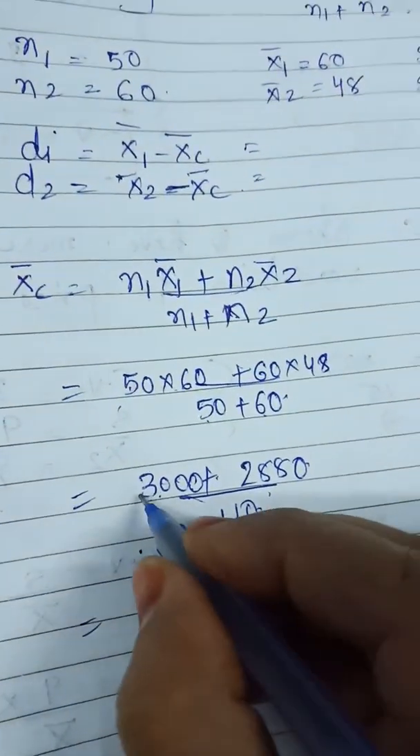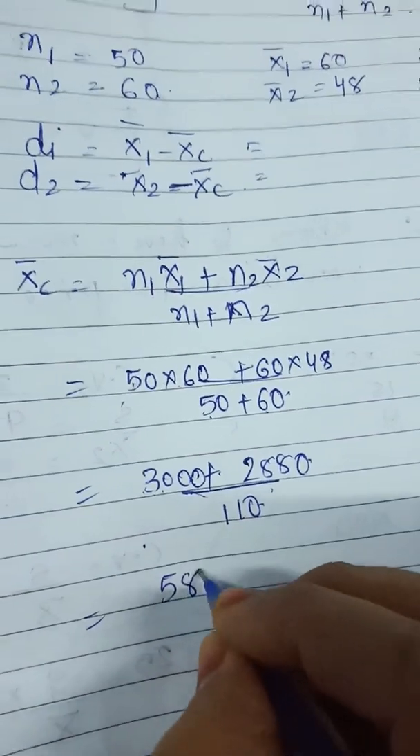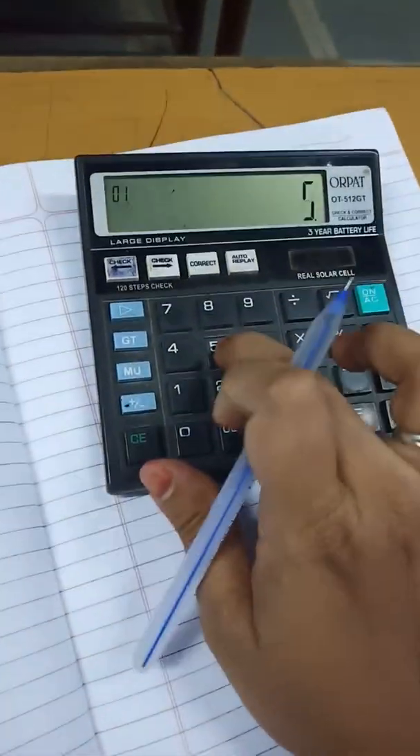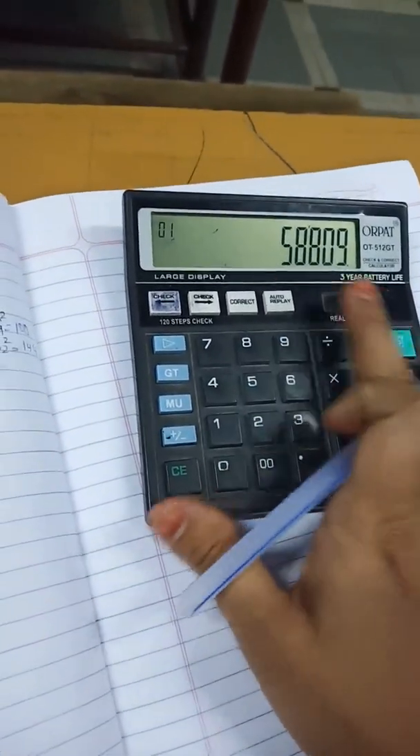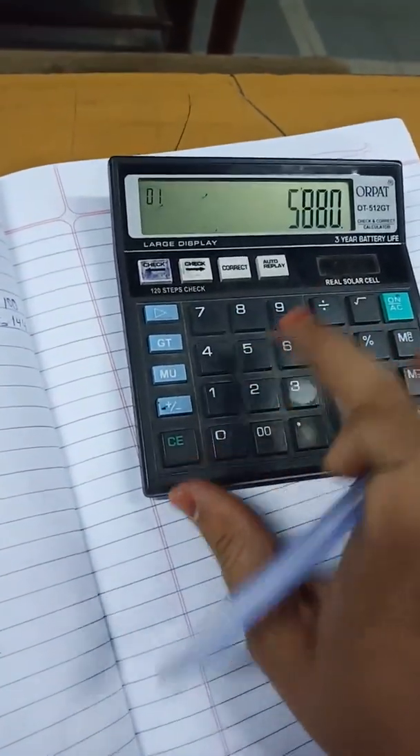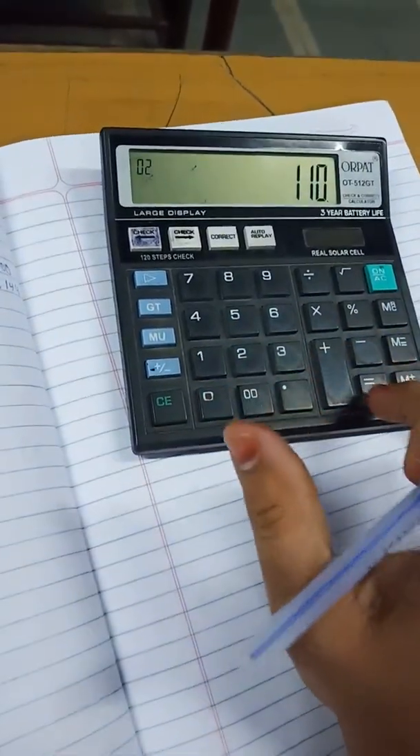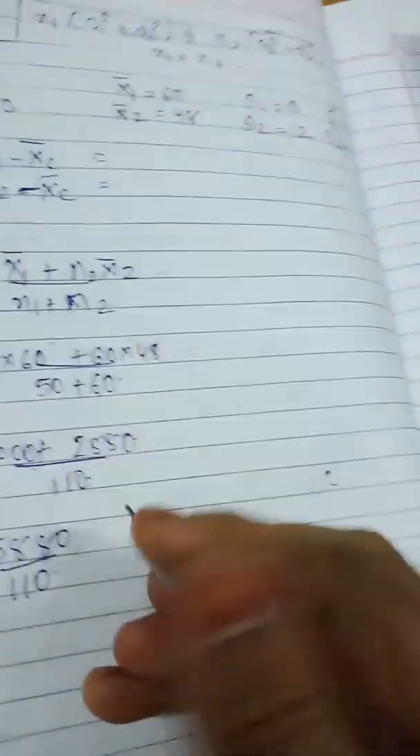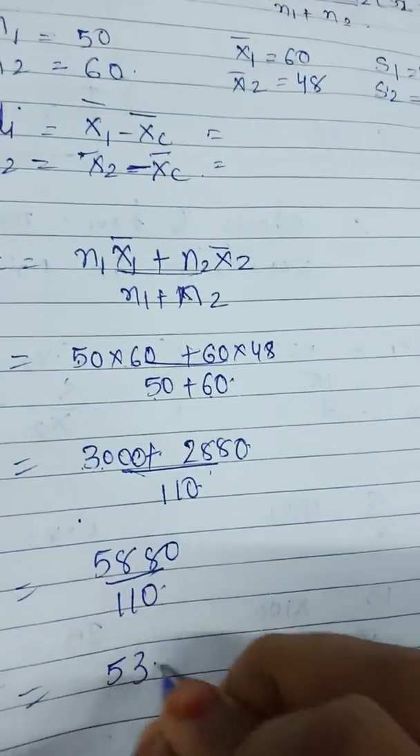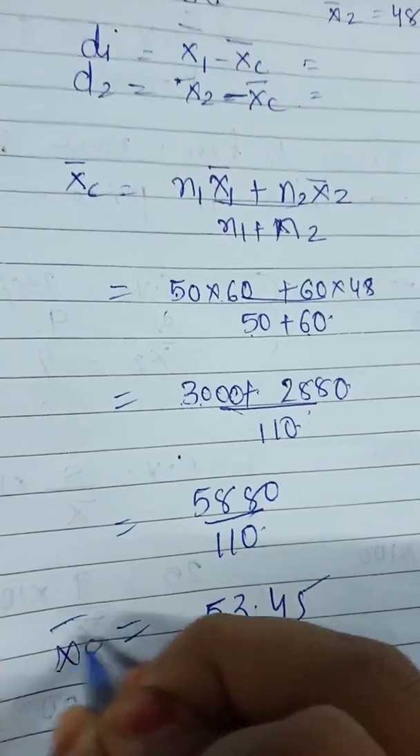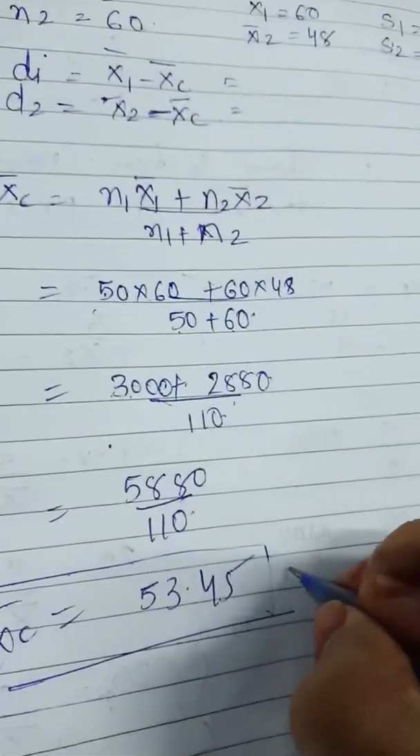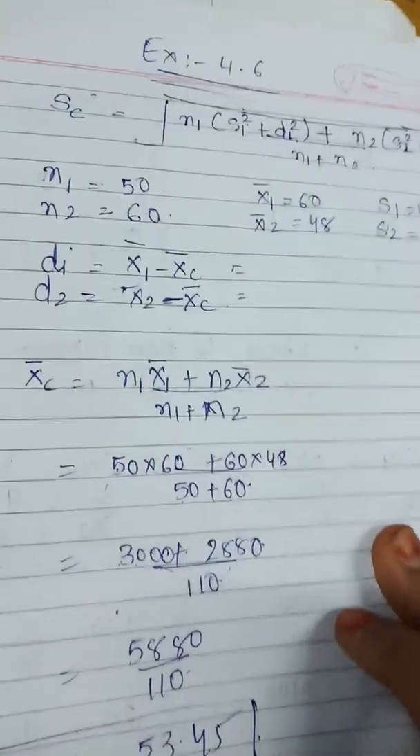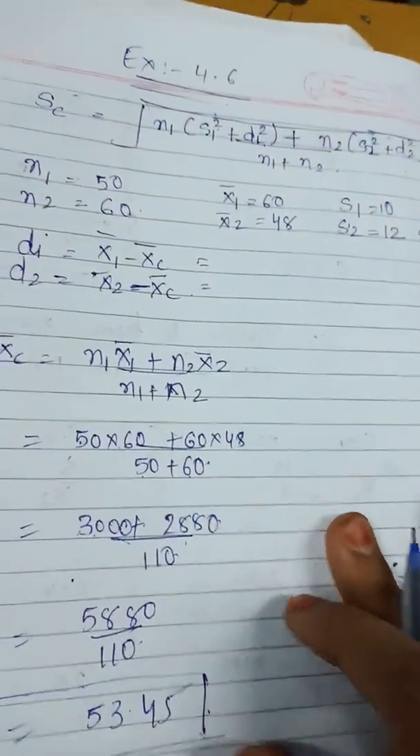So the numerator is 5880, divided by 110. So that comes to 53.45 only. 53.45 is the combined mean.